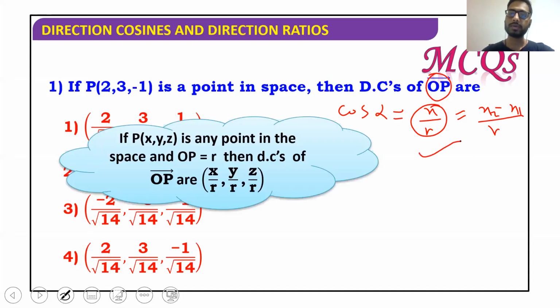So just remember the formula. Cos of alpha is equal to x by r. If you are considering the distance between the origin and one point, use this, and if you are going to consider any 2 points in space, then the formula would be x2 minus x1 upon r.